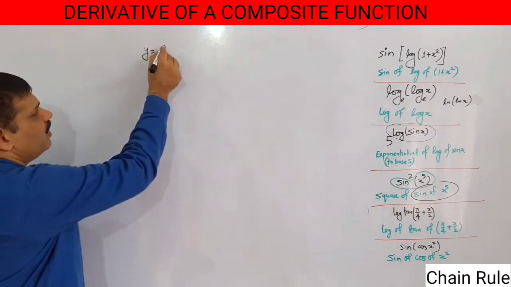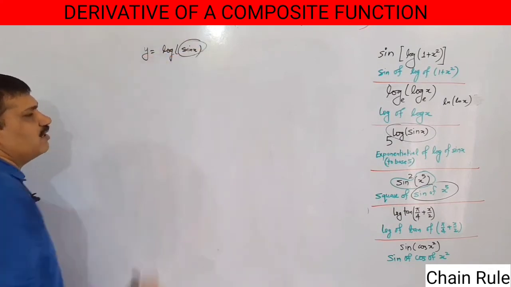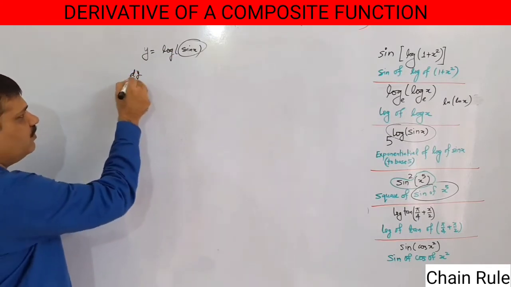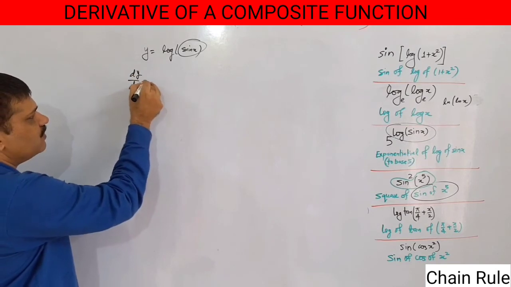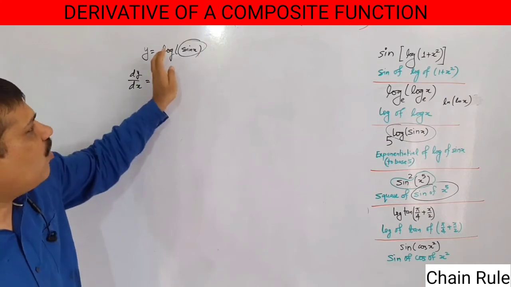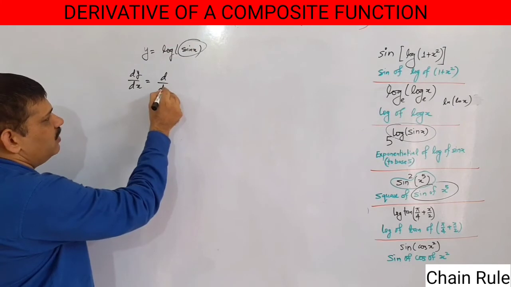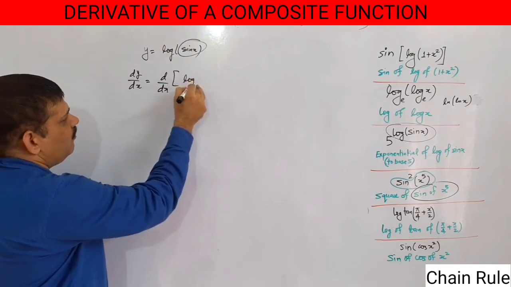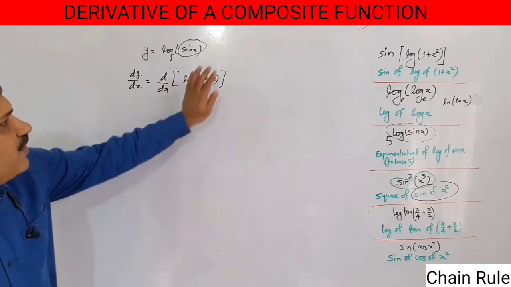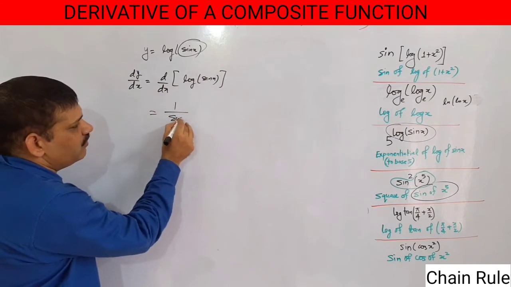See, we have a problem. Y is equal to log of sin x. So log of some variable. On differentiating, what we do, the derivative of y with respect to x is the derivative of y with respect to u. This is u actually. So log of u, the derivative of log of variable is 1 upon variable. Actually d by dx, let me write it first, log of sin x. Now the derivative of log of variable is 1 upon variable.